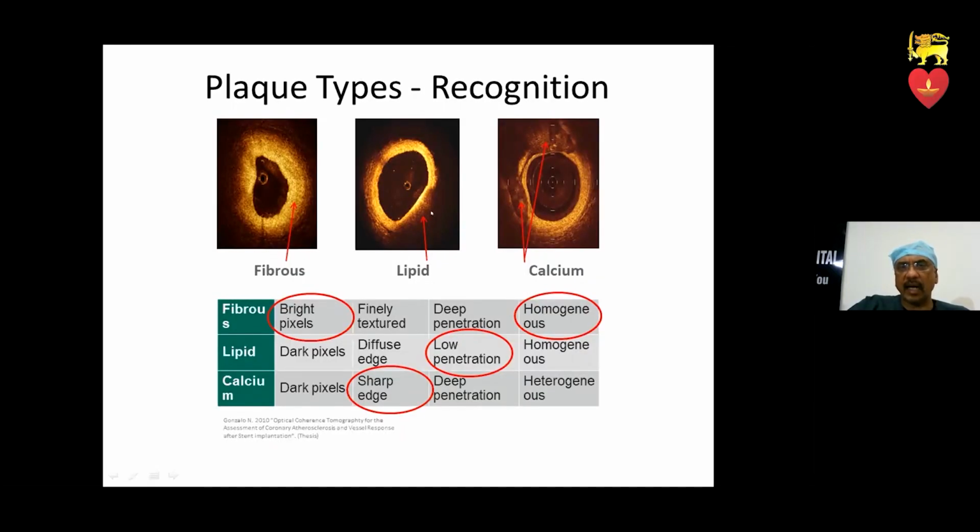So to summarize, we have 3 types of plaques: fibrous, lipid, calcium. Fibrous has bright pixels, homogeneous. This is the lipid plaque, which has dark pixels, diffuse edges. You can't look very well behind it. This is calcium, which has sharp edges, non-homogeneous, and you can look behind it.